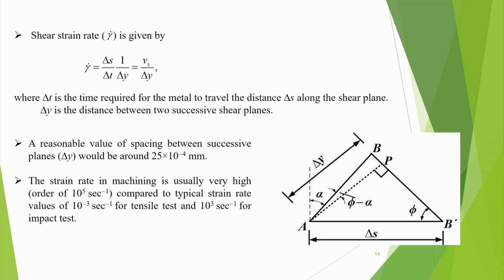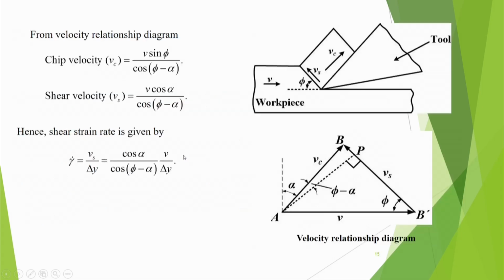Strain rate in machining is usually very high. If we calculate, it is of the order of 10 to the power 5 per second, compared to typical strain rate values of 10 to the power minus 3 per second for a tensile test. And generally in an impact test it is of the order of 10 to the power 3 per second. This value of delta y is either this much, or it is different. This is debatable. Sometimes people have taken photographs, and you can get some idea using scanning electron microscopy and transmission electron microscopy, and research can still go on in that direction, but we have just taken an ad hoc value here and then we are estimating the shear strain rate.